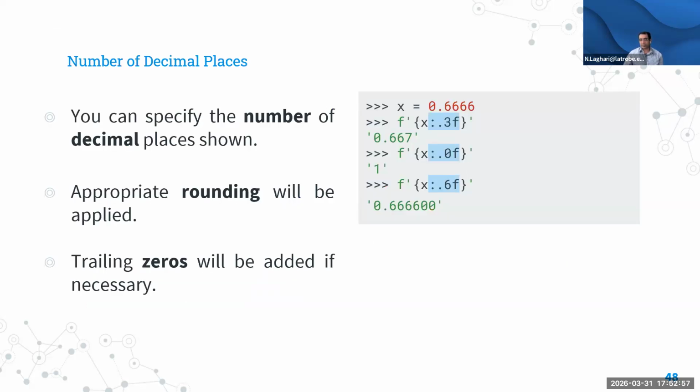So x is 6.666. We say .3f here. So it'll be printing 3 decimal places, and the last digit would be rounded off in that case. And in here we have got just .0f. It means we just don't want any decimal places printed, so it just rounds off to 1.